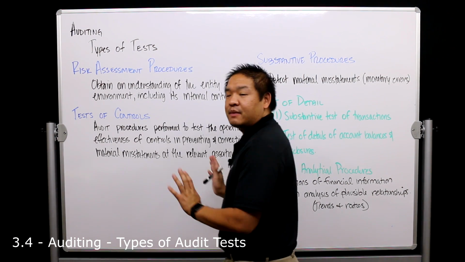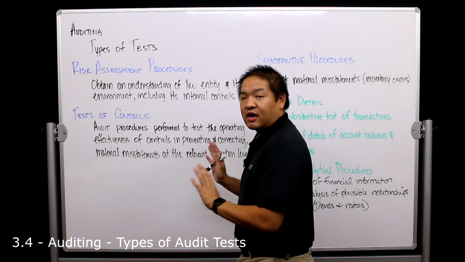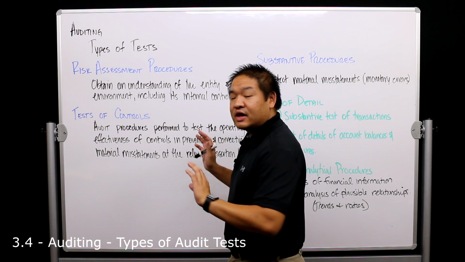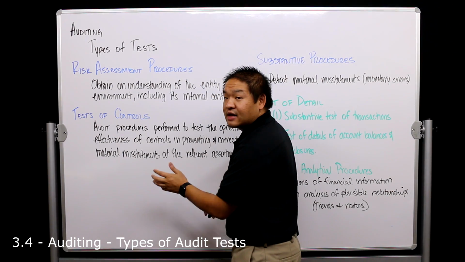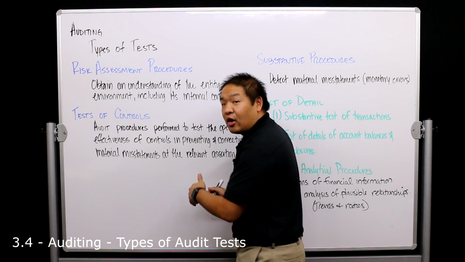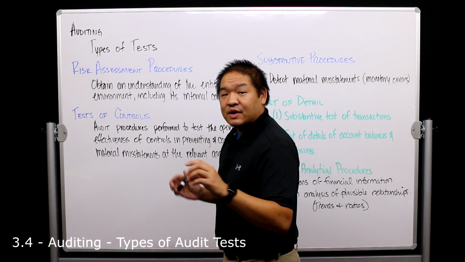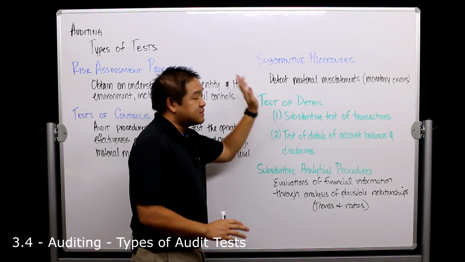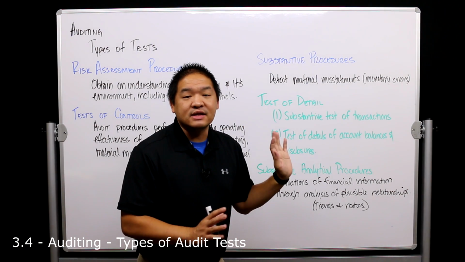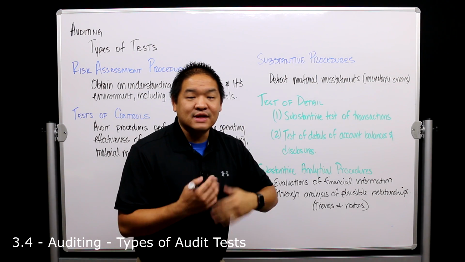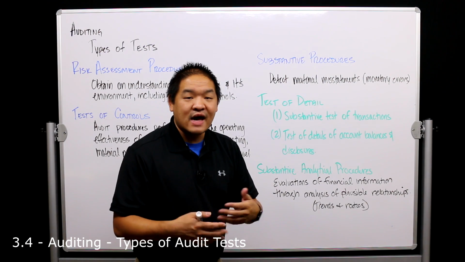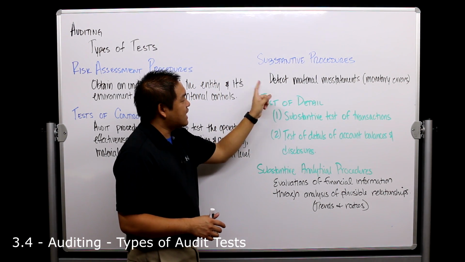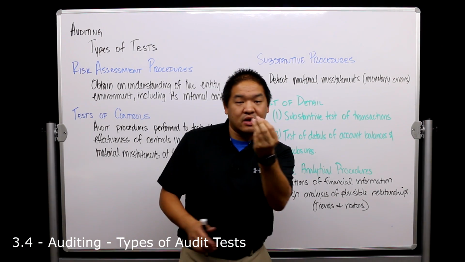Everything that we've done before doesn't really give us the hard evidence on whether or not the numbers themselves are proper. They'll give us hints, or they'll tell us if the way that they're doing things would help us get to the right numbers, but they don't tell us if they are the right numbers. Over here, the substantive procedures will tell us if they've got the right numbers. It gets a little bit confusing with the substantive procedures, but let's start with that: substantive procedures detect material misstatements, the monetary errors.